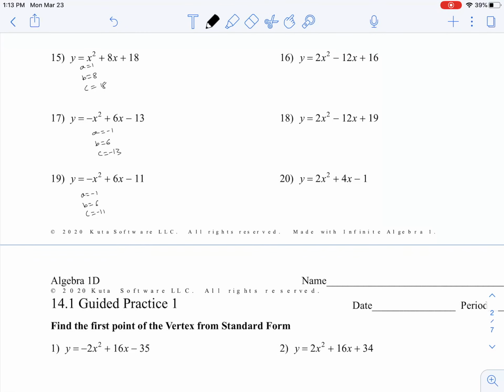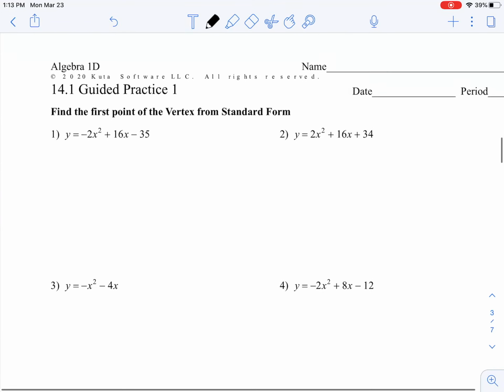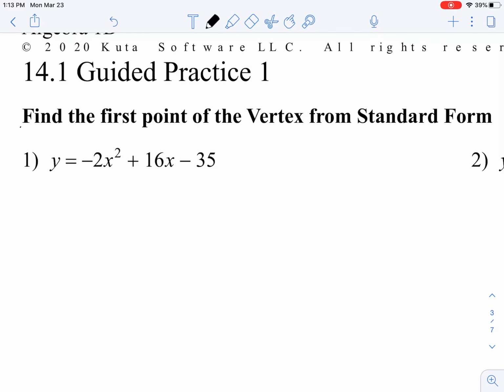Okay, so now that we are familiar with, or reminded how to find, the A, B, and C values from standard form, we are going to do some guided practice. The first thing we're going to do here is find the first point of the vertex from standard form. So in number 1, we are looking at an equation in standard form, and so we know we will be using our A, B, and C values. We know what those are. We just practiced finding those.